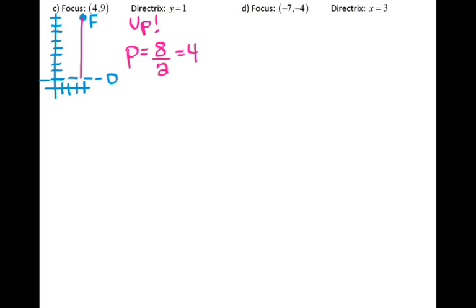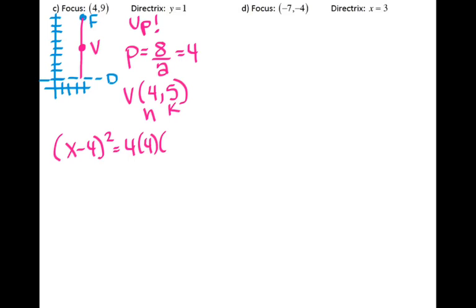So I can go 4 units away from the focus, 1, 2, 3, 4, and that's where your vertex would be. So your vertex is the ordered pair (4, 5). We need to find the vertex because you need that to be able to write the equation, because that's your h and your k. So now I have (x minus h) quantity squared equals 4p times (y minus k). That's (x minus 4) squared equals 16 times (y minus 5).